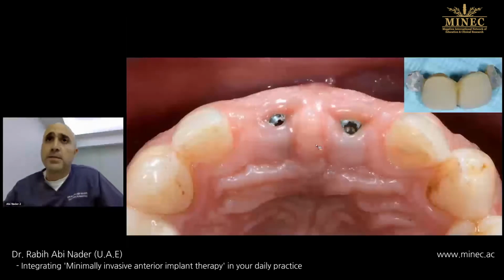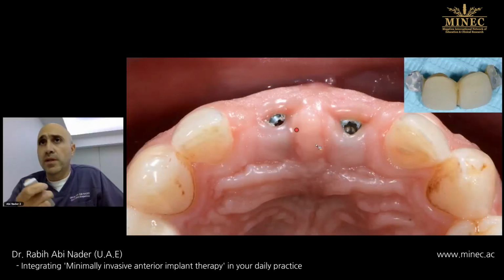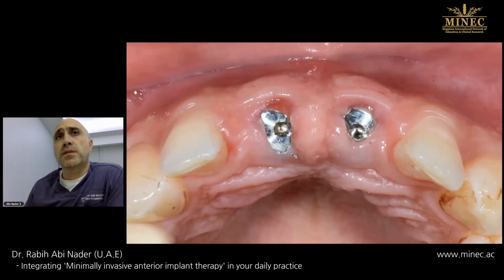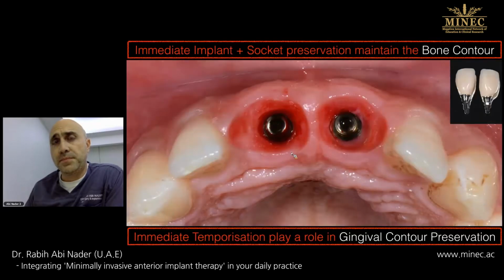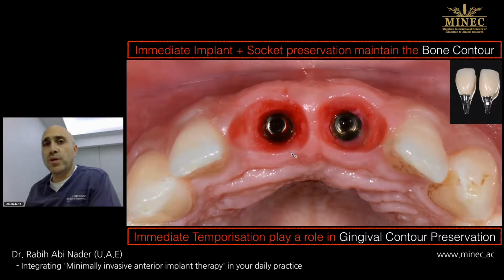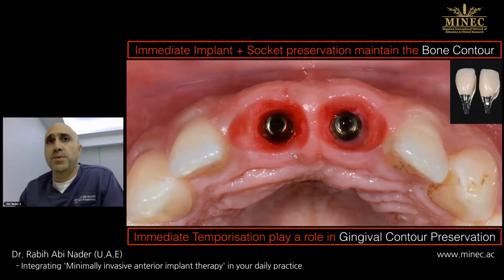And once I realized this problem, I started to work on the temporary bonded bridge to try to improve the situation a little bit. You can see by just working on the pontics, we improved the situation a little bit. And after having the temporaries in place, the situation got even much better. So immediate implant placement plus socket preservation is very important to maintain the bone contour, but the temporary restorations play a great role in the gingival contour preservation.